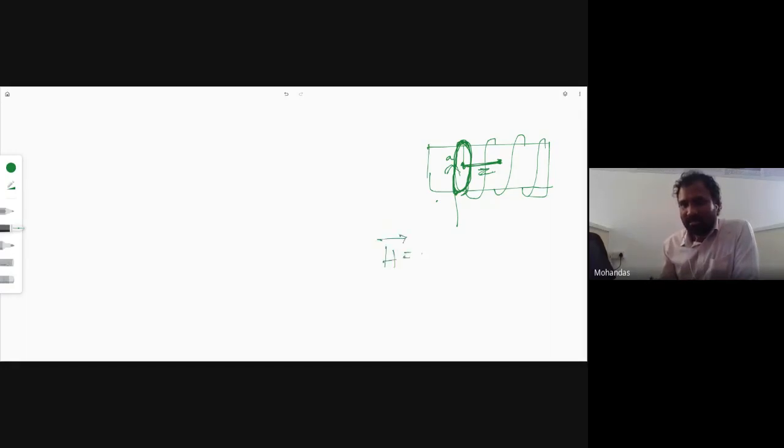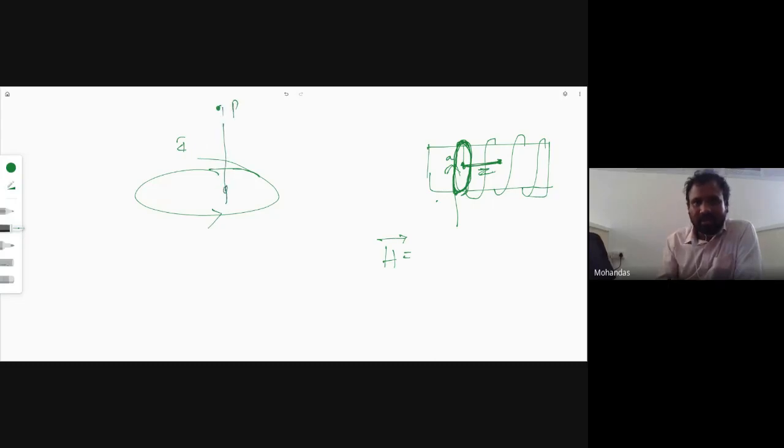Can anybody tell me? We have already discussed. We have taken a circular loop type of conductor which carries a current I, and we have taken a field point at this particular point at a distance of z, and this radius is a. The current is flowing like this. What is the magnetic field intensity at this particular point, field point P? Please, anybody tell me?